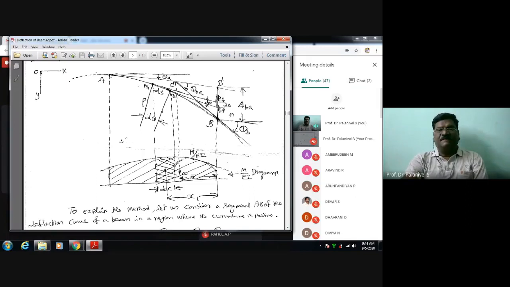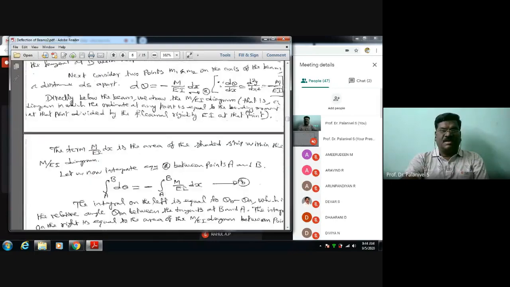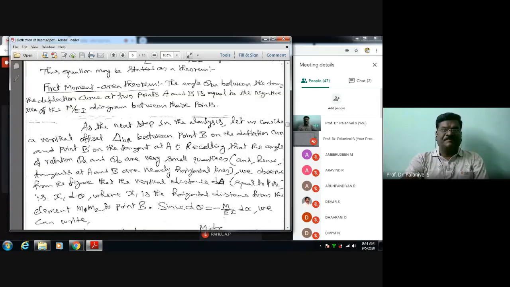In a similar manner, this arc length del BA can be defined. Which way? Let us see, we are just coming to that. As the next step in the analysis, let us consider the vertical offset del BA between point B on the deflection curve and point B dash on the tangent at A.